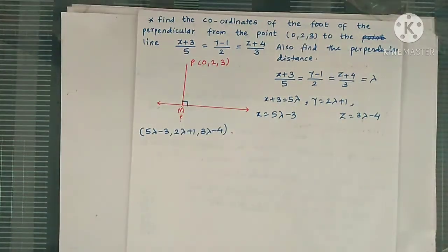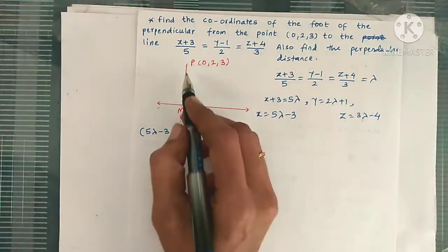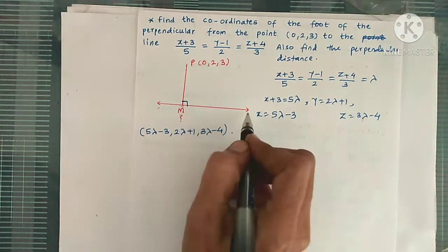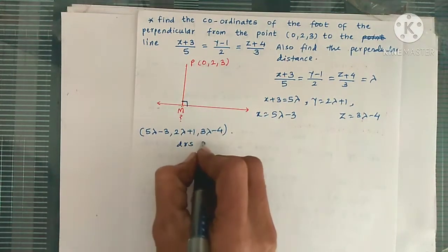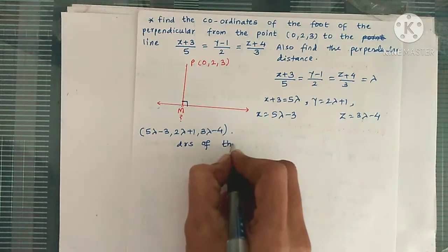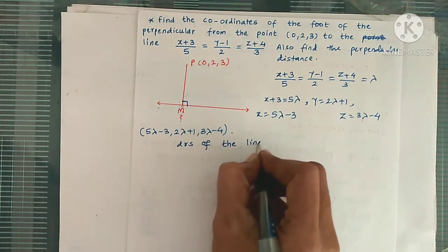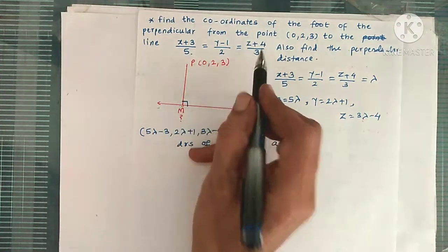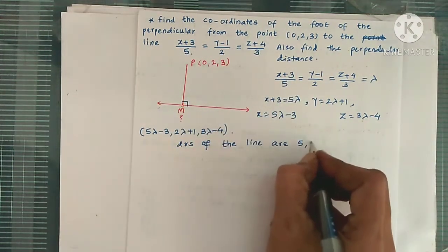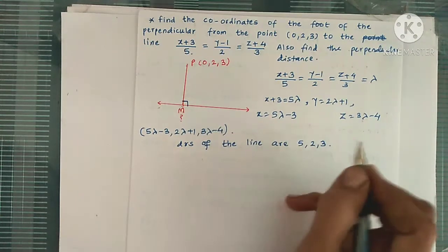Now if two lines are perpendicular, then A1 A2 + B1 B2 + C1 C2 = 0. That we have seen in the previous video. So what we need is direction ratios of PM and direction ratios of the straight line. So first let's write direction ratios of the line. Direction ratios of the line are, so the terms in the denominator, they are the direction ratios. So those are 5, 2, 3.